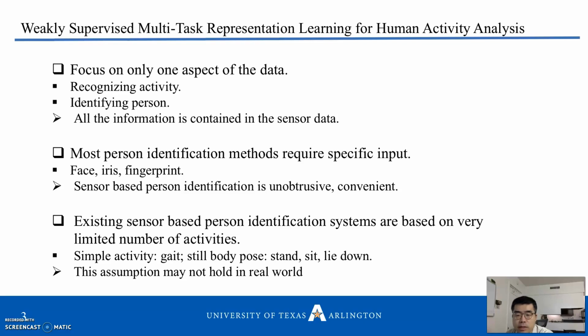Second, many person identification methods are based on iris, face, or fingerprint. These methods require specific cooperation from the users. It would be better if the person identification model can take different inputs to complete the identification task. Some other works identify person based on limited number of activities. For example, gait recognition-based person identification. It assumes walking is the only activity to be performed during the identification. But in real world, this assumption may not hold.